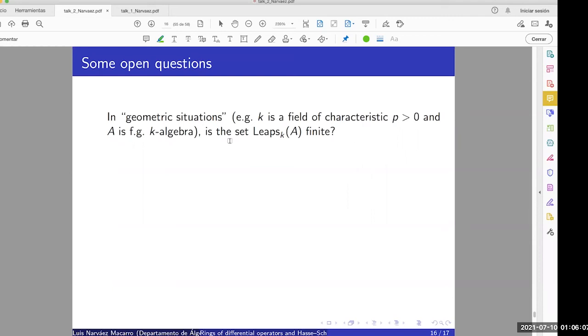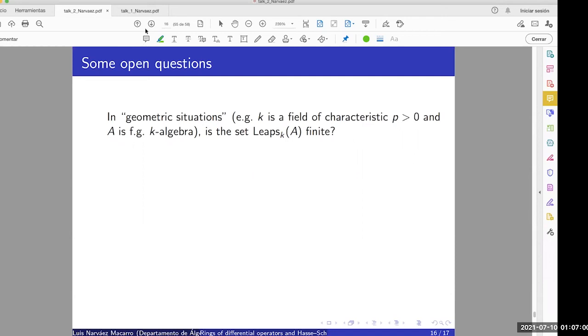But the problem, I have to say, is that the computations with integrable derivations are complicated, because there is something I didn't say before: if you are trying to prove that some derivation is m-integrable, you cannot proceed step by step. It is possible that you obtain something which is m'-integrable, and you are going to use this m'-integral in order to extend it to a longer Hasse-Schmidt derivation, but this is not possible. You have to change this integral. So that makes computations difficult. But anyway, it is expected that the set of leaps of any reasonable geometric K-algebra is finite.